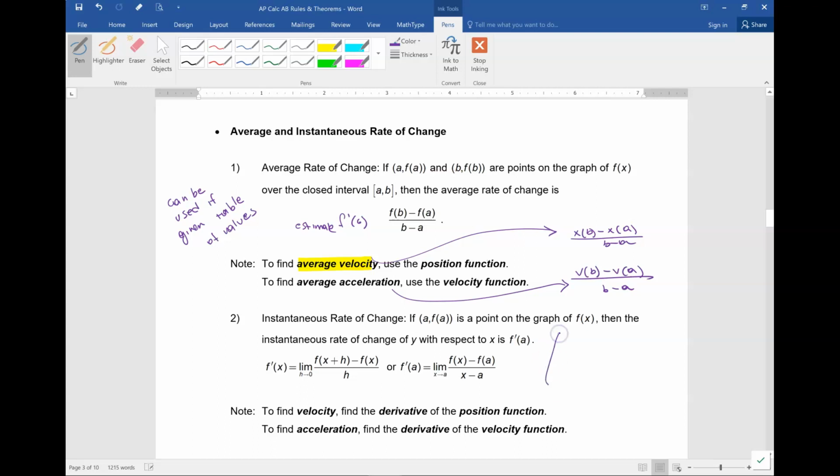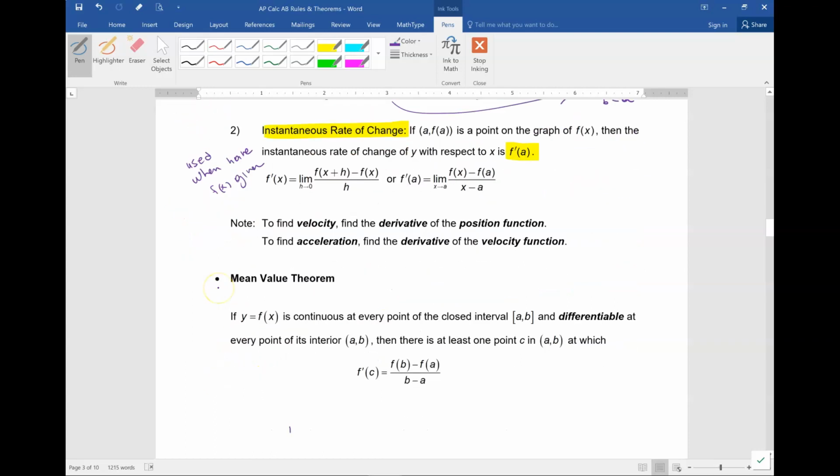All right. So same with instantaneous rate of change. For instantaneous rate of change, you just take f prime of a. So we use this when you have f of x given. Okay? So again, to find velocity, you use the derivative of the position and so on.